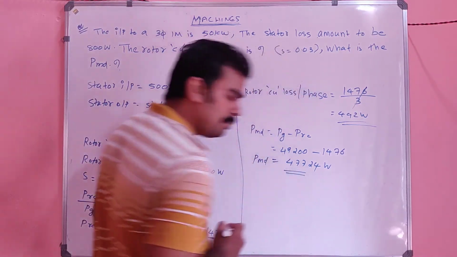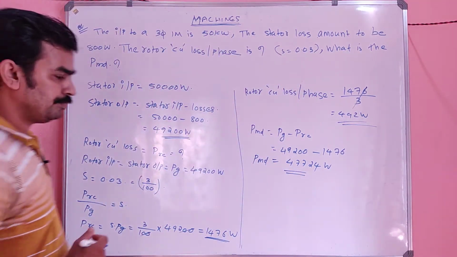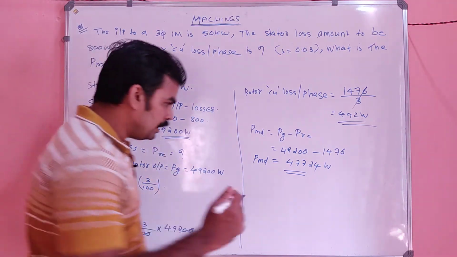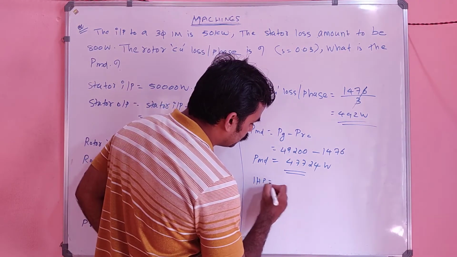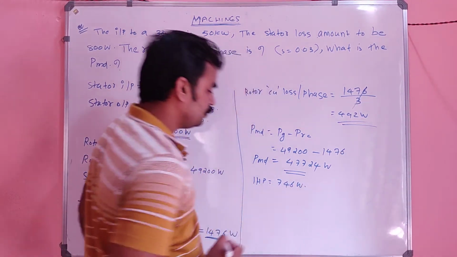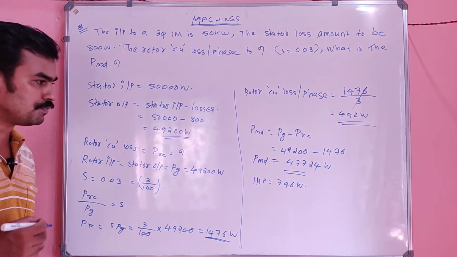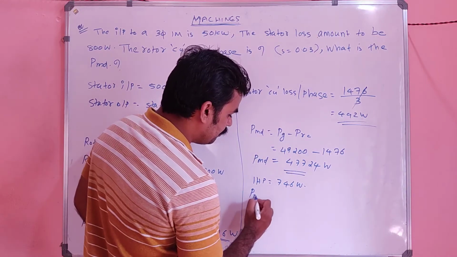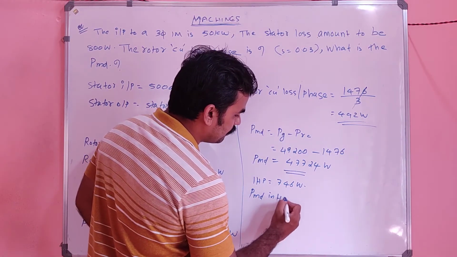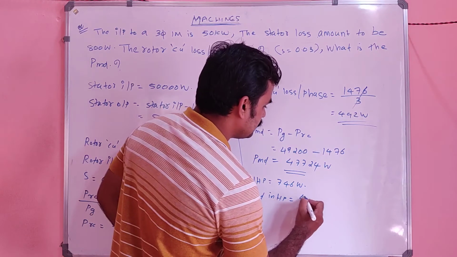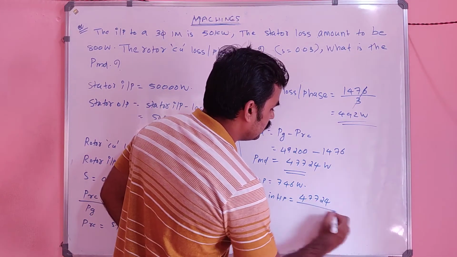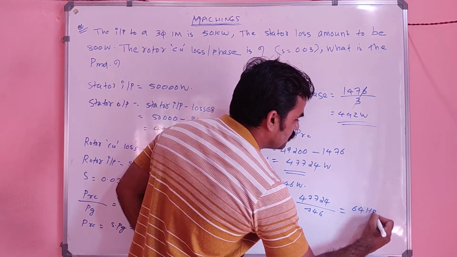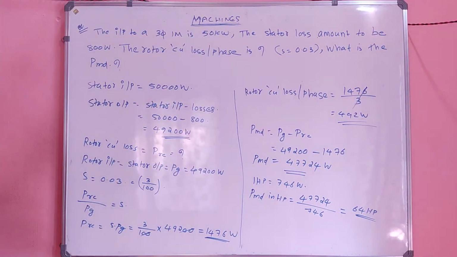Sometimes the answer may be in HP, horsepower, so you have to convert it. We know 1 horsepower is equal to 746 watt. So PMD in horsepower is 47,724 divided by 746, nearly equal to 64 HP.